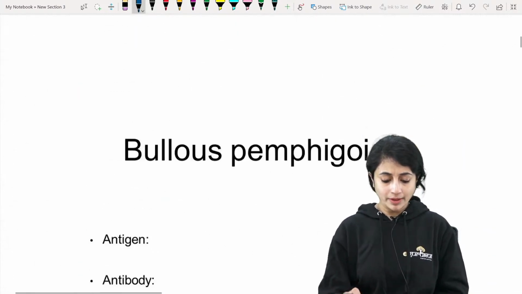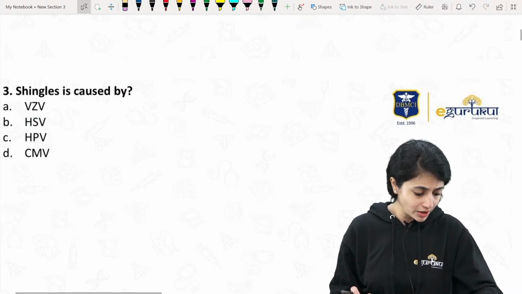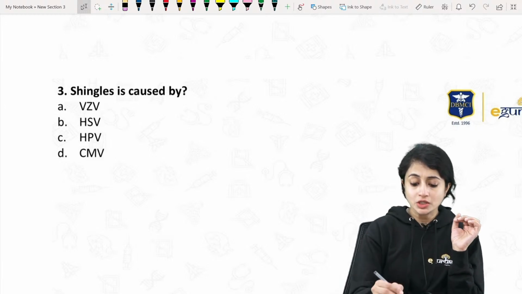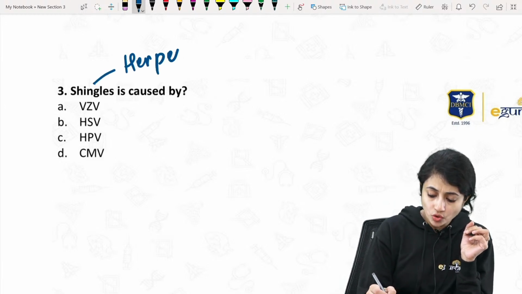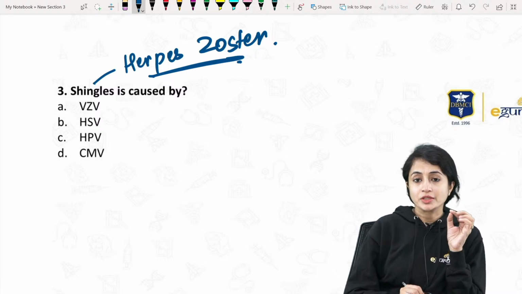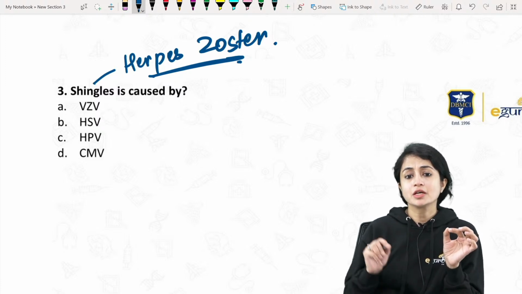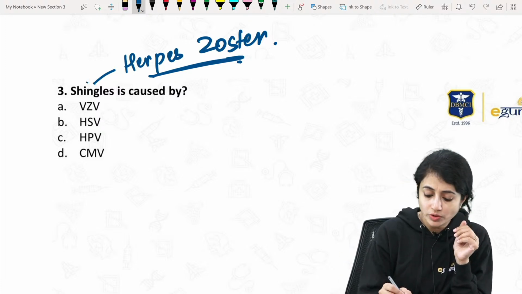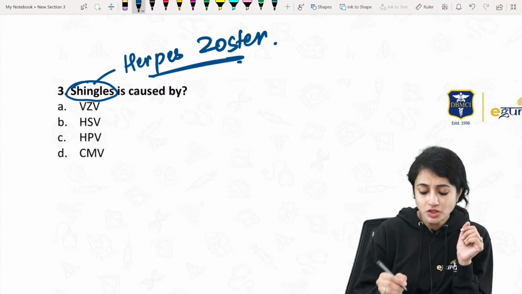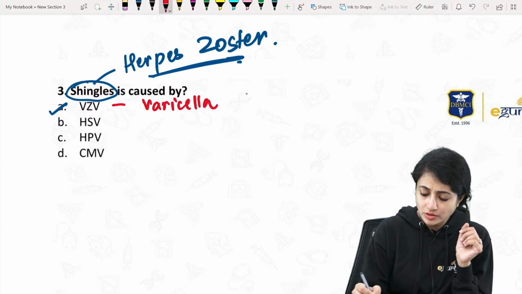Okay, so I'll come back to the question that I left in between. Shingles is caused by, yes, you're right, Raj, shingles is a reactivation of herpes, but to be more specific, shingles is nothing but herpes zoster. So reactivation of which herpes? It's basically a reactivation of herpes varicella zoster virus, which causes herpes zoster. So you should know shingles is basically herpes zoster, and the virus which causes this is VZV or varicella zoster virus.